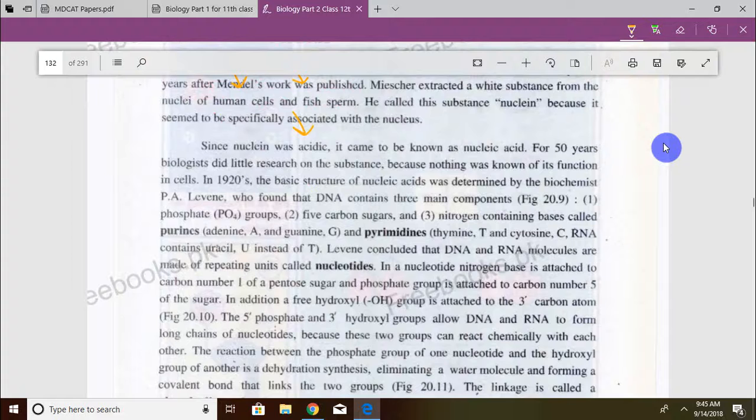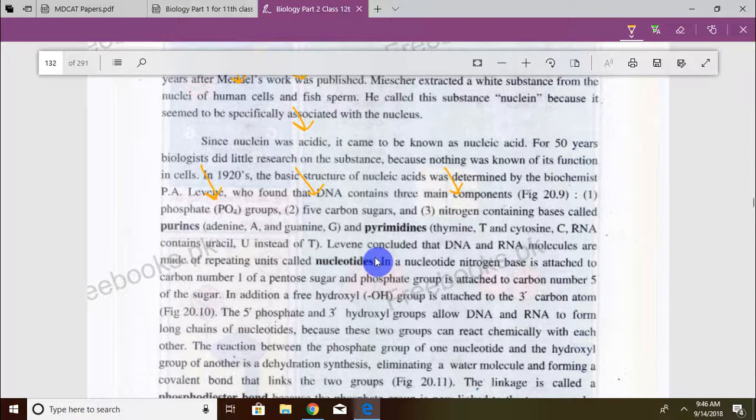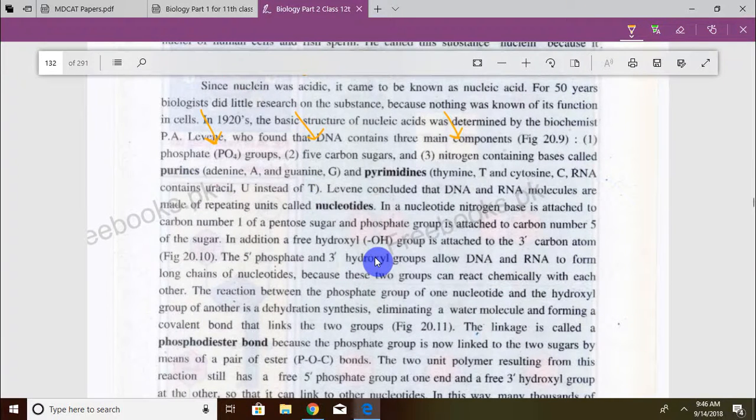And biochemist P.A. Levene basically figured out the basic structure of nucleic acids, saying that it is composed of 3 main components: a phosphate group, a 5-carbon sugar, and nitrogen-containing bases called purines and pyrimidines, and that RNA contains uracil instead of T. Concluded that RNA and DNA molecules are made of repeating units called nucleotides.